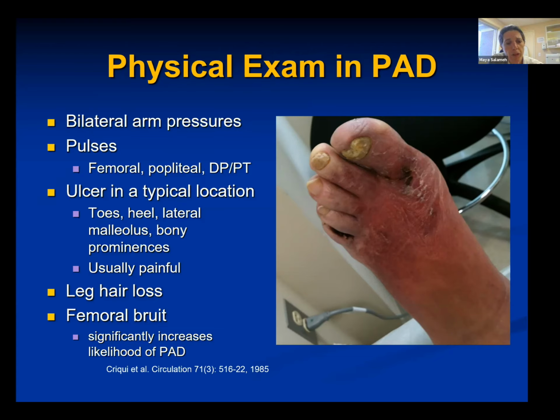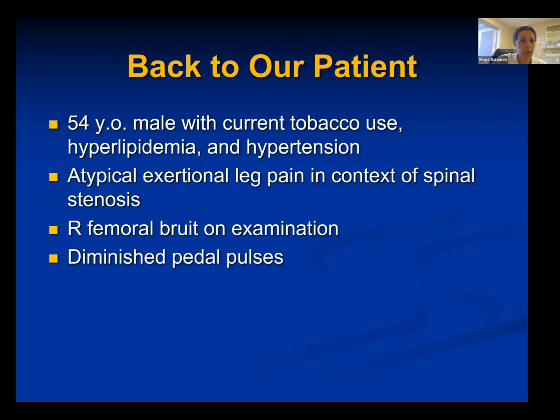And if you hear of femoral bruit, that's very helpful because it significantly increases the likelihood that the patient has PAD. So going back to our patient, 54-year-old gentleman with multiple risk factors for PAD, including heavy tobacco use, is presenting with what I would characterize as atypical exertional leg pain. So it's not typical claudication. He also has spinal stenosis, which could be masking the typical claudication symptoms.